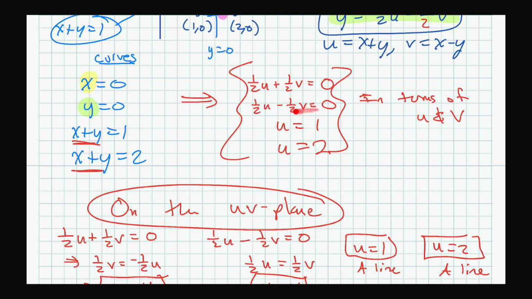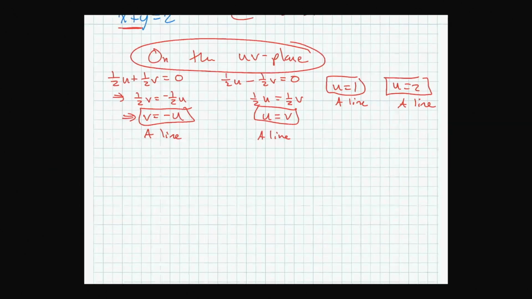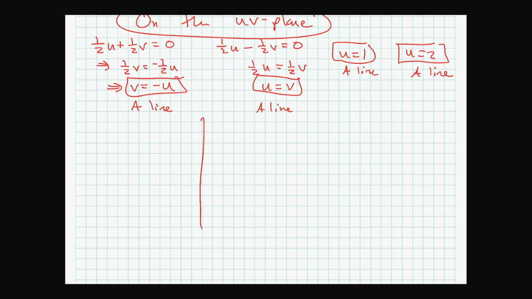I'm just working with each of these. I wanted to rewrite these so we could see that they're relatively simple. So what does that look like if you actually were to graph them? Well, here's what it looks like. If this is u and this is v, v equals negative u is a line with slope -1. So that's like this. v equals positive u is a line with slope +1.